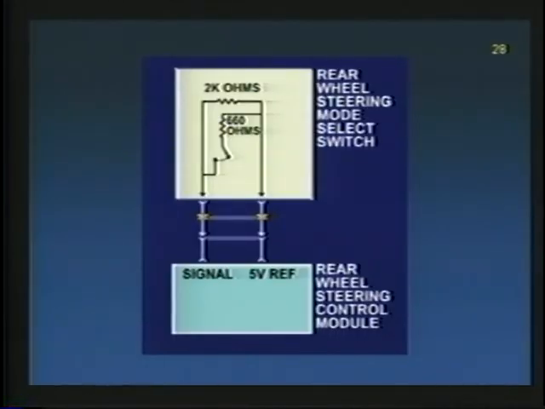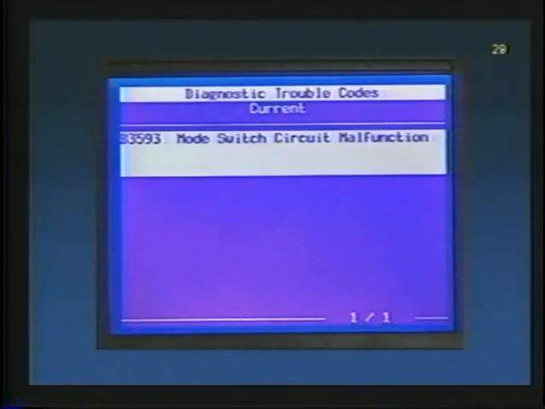Our normal readings there are going to be 0.49 volts up to about 4.2 volts. So obviously, with a 5-volt reference, you've got to have a range on either side of it to detect problems with the circuit. If it goes too low, we've got a problem. If it goes too high, we know we've got a problem. So the module is looking for a specific voltage drop depending on whether the switch is pressed or released. Now we also have a DTC, and that is B3593.